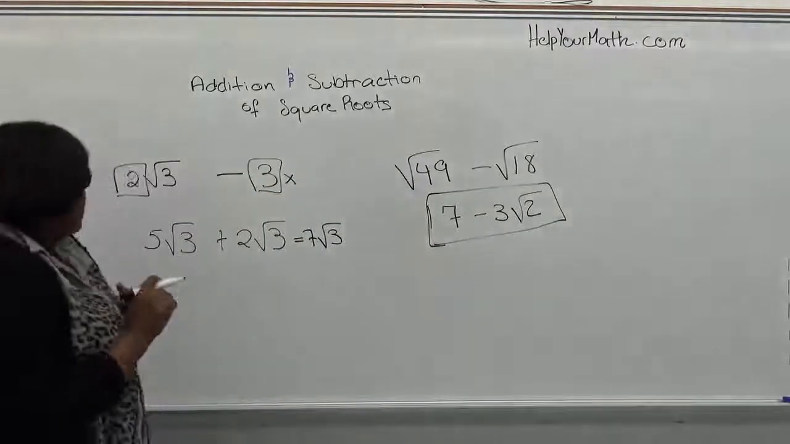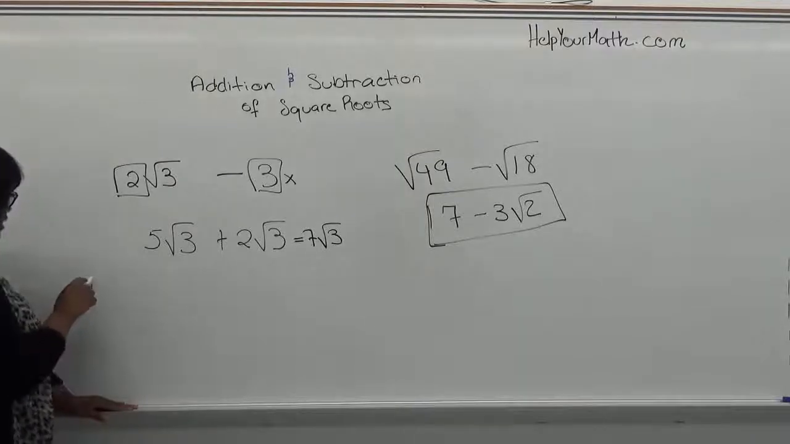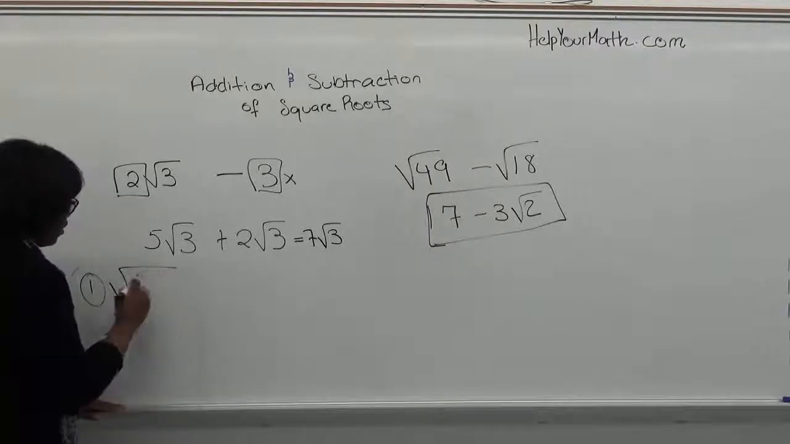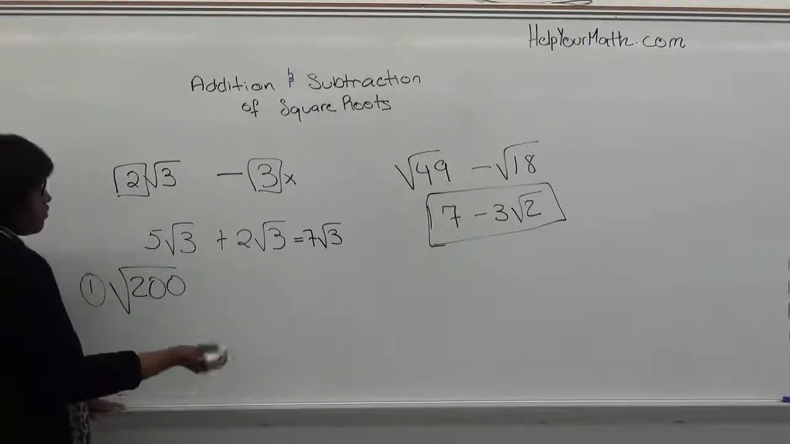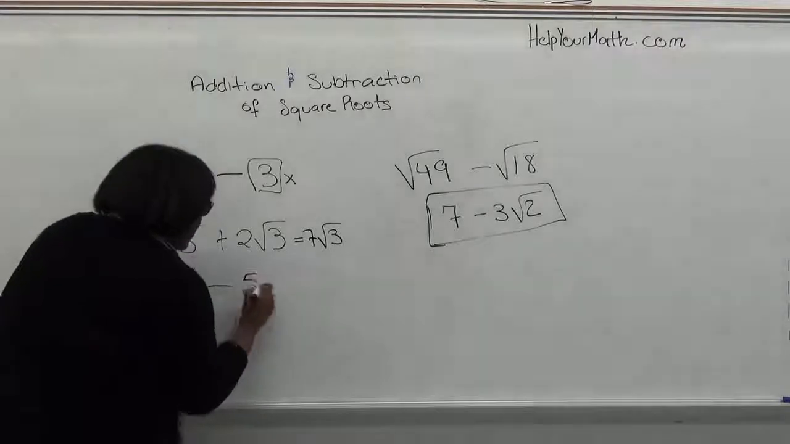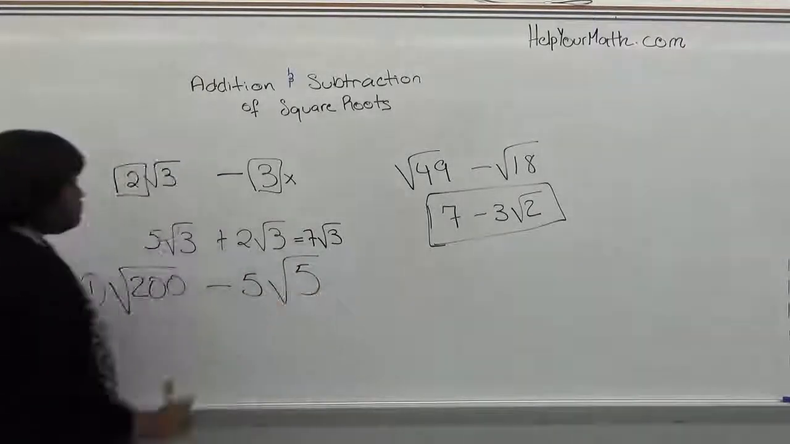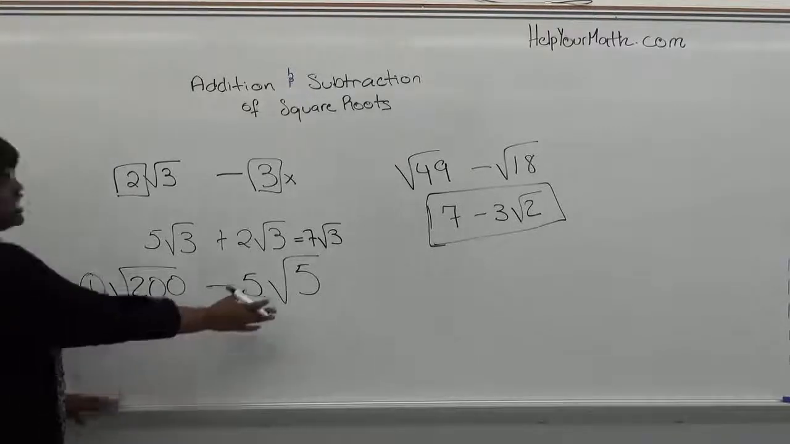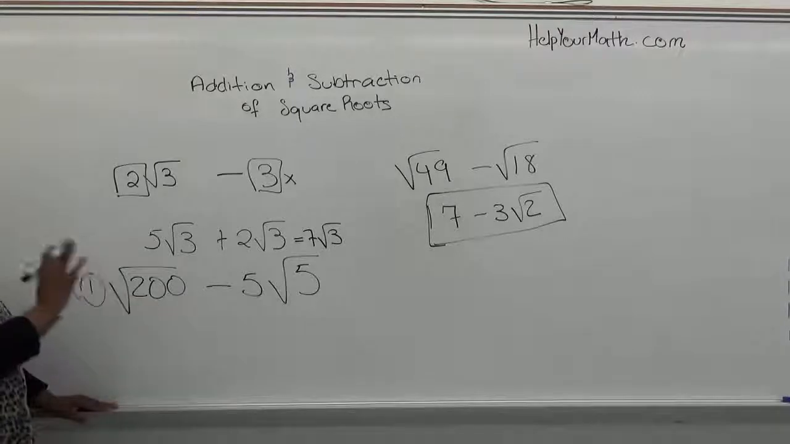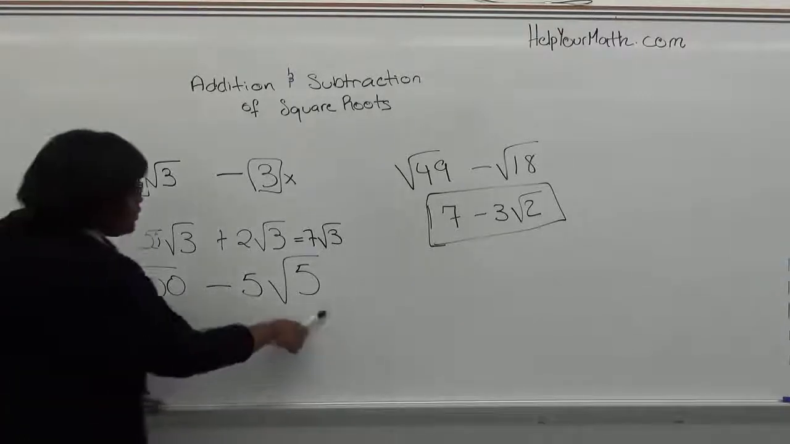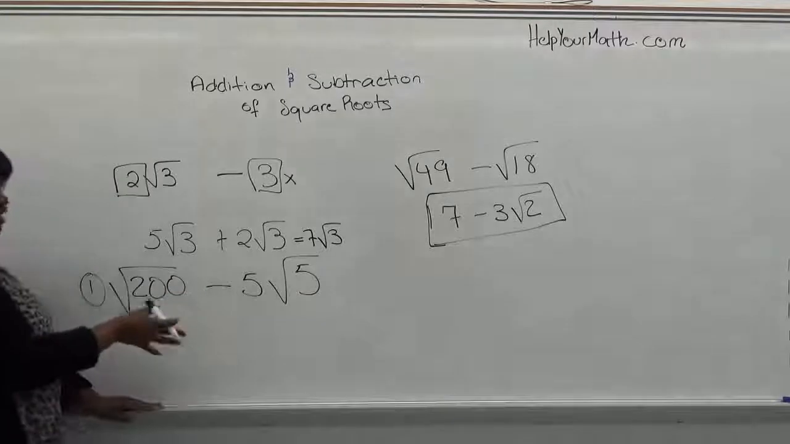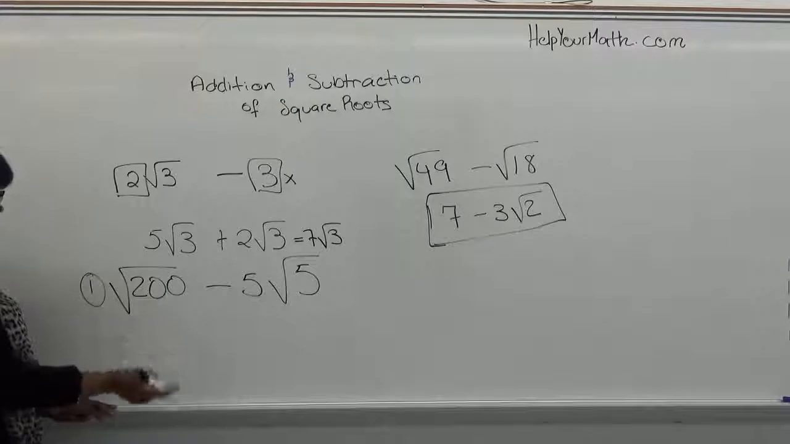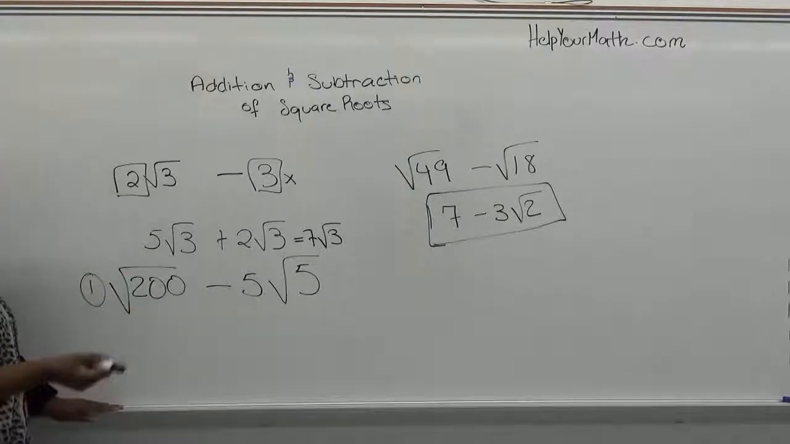Now let's go into examples. So if we had an example, for instance, let's say the square root of 200 minus 5 radical 5. Again, same concept. Simplify any number that's under the radical to its lowest term possible. We can't simplify 5, so we just leave it under the radical. So now we're going to simplify 200. You can do it whichever way you prefer.